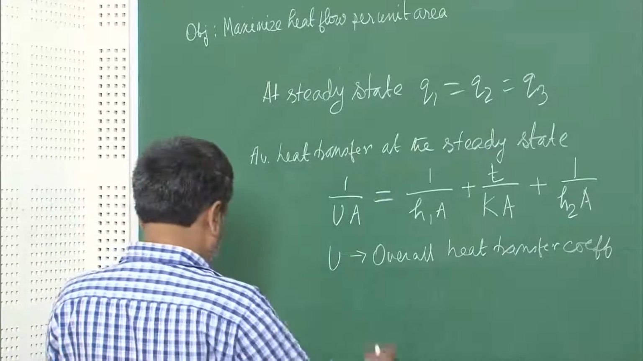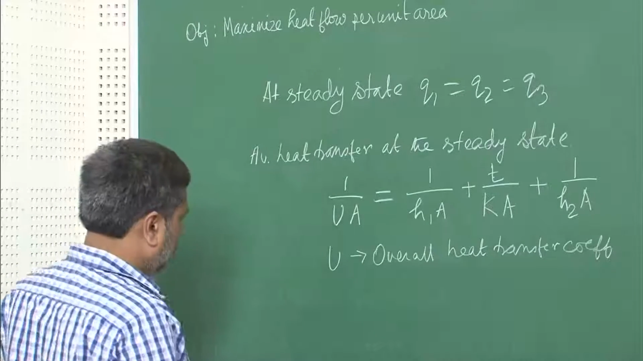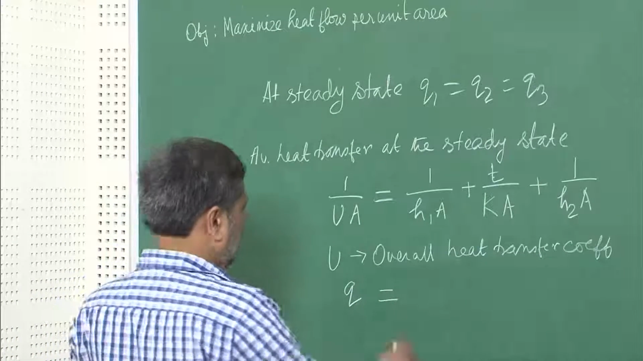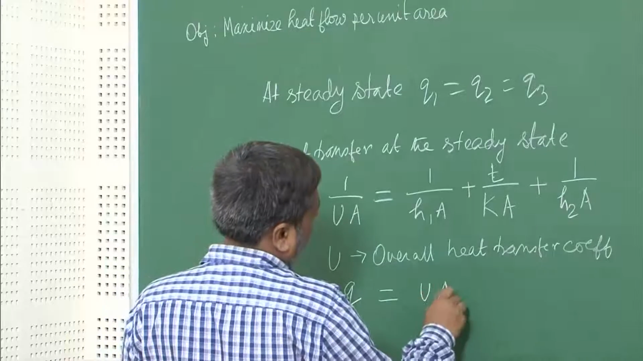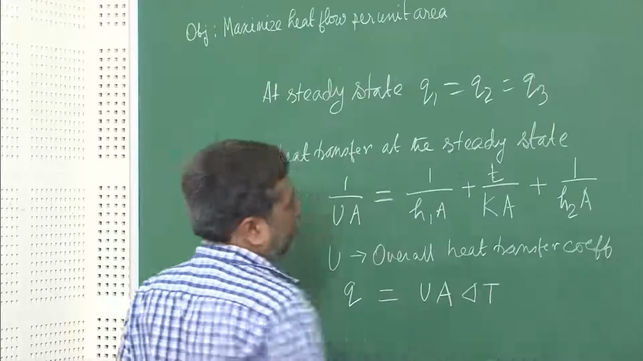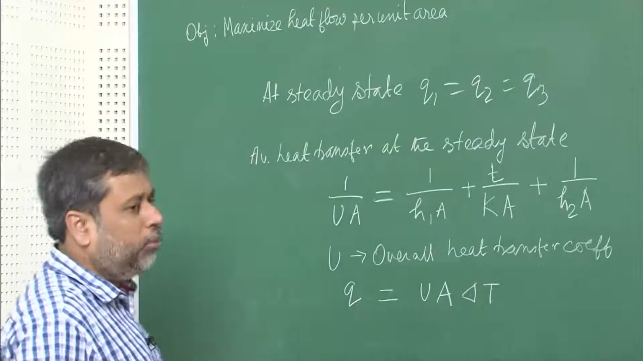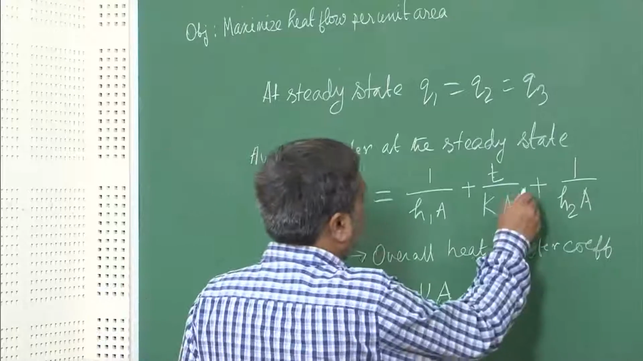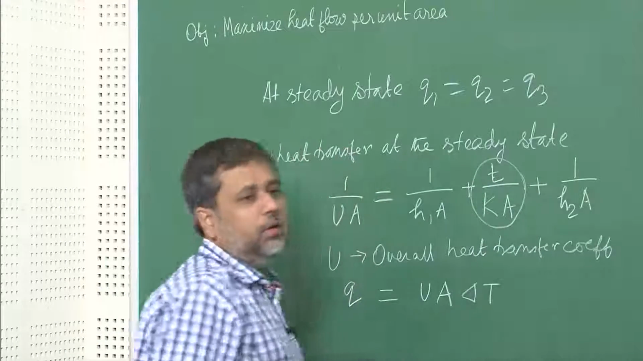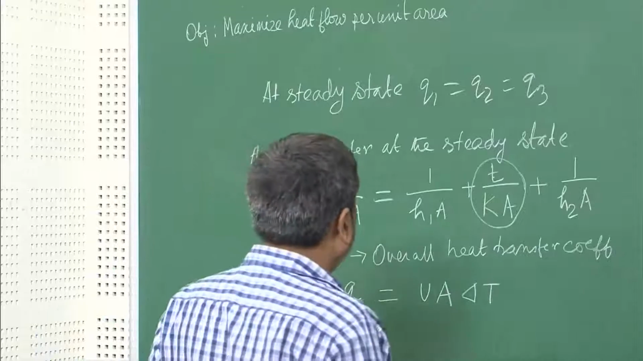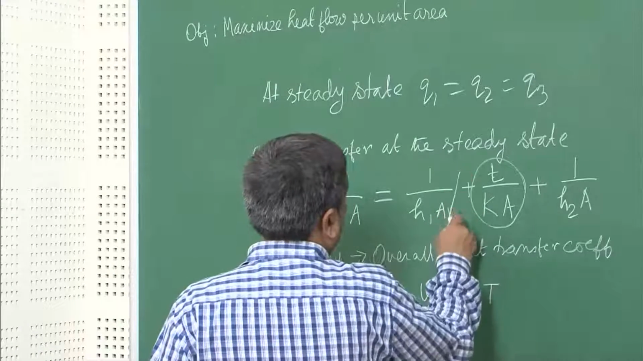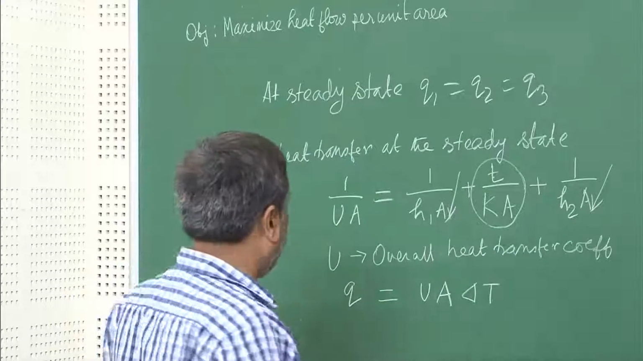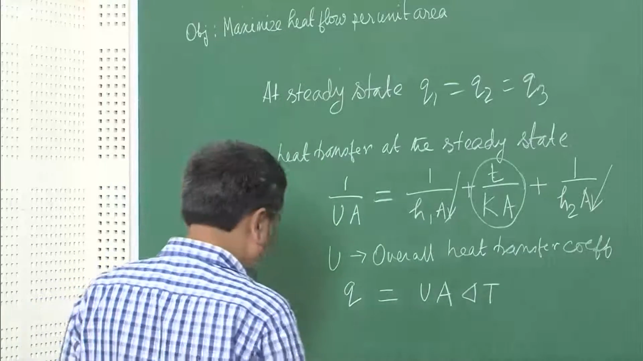And it can also be written that at steady state, Q equals UA delta T. Now, in most cases the T over Ka term actually dominates the heat transfer, and in comparison to that we can neglect these two. So, suppose in any particular case it is possible for us to do that.